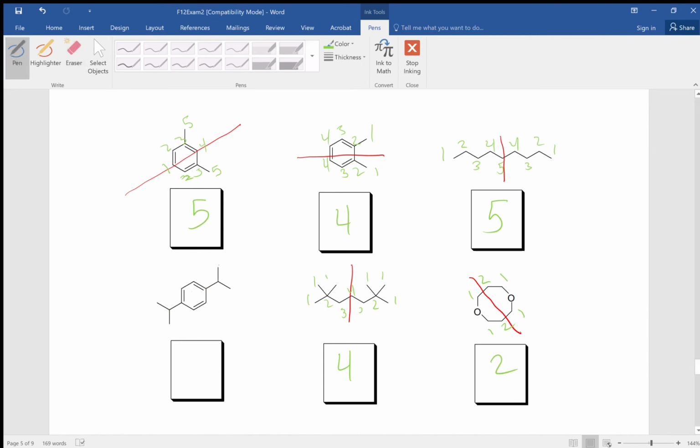Finally, in this case, because we have symmetry in both directions, we actually end up with a high degree of similarity and a lot of identical groups throughout this molecule.